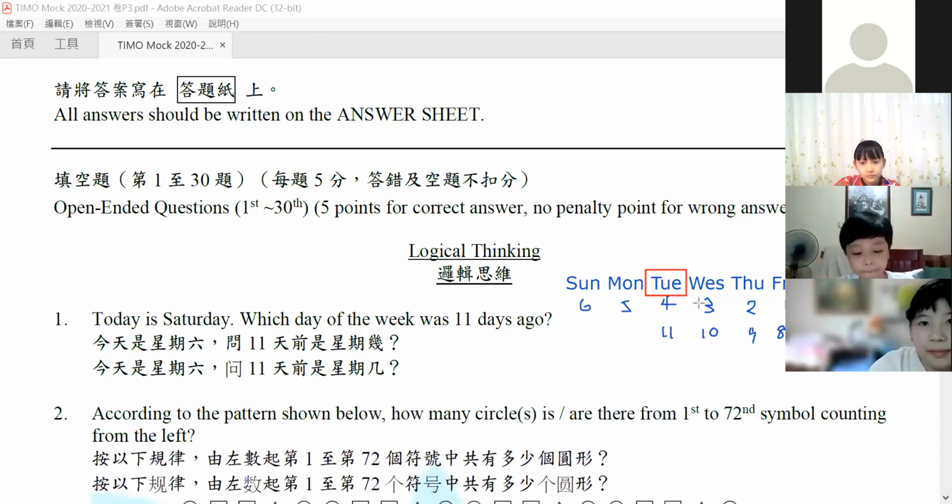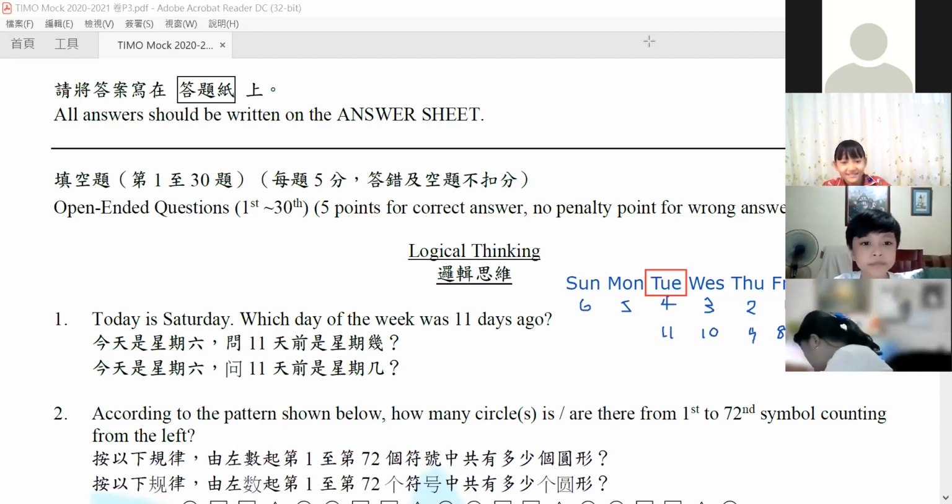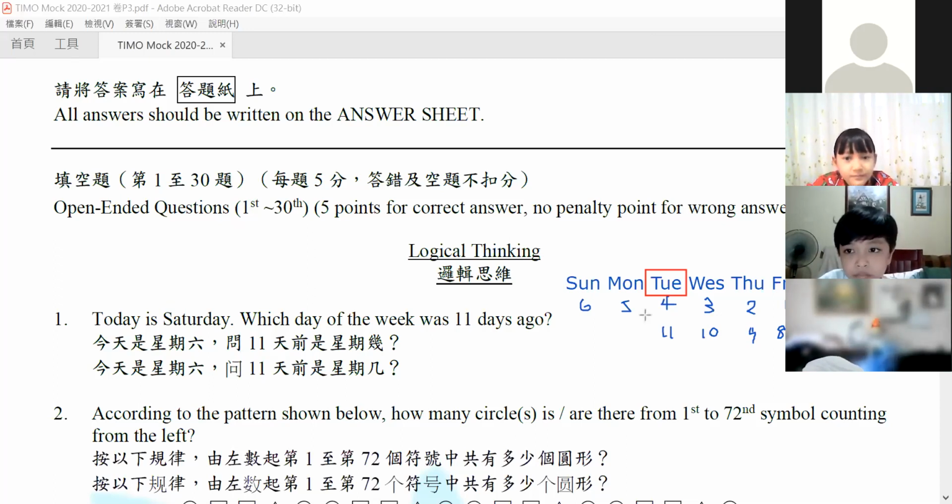It's Tuesday. Very good, very good. Now, please answer my question in the chat room instead of using the mic, because I'm afraid that if many students are answering me, then many other students cannot listen to my voice clearly. I thank all of you for answering my question. The answer to question one is Tuesday.